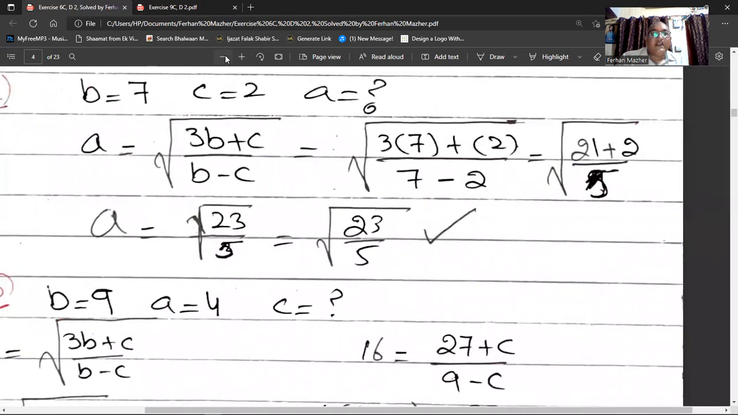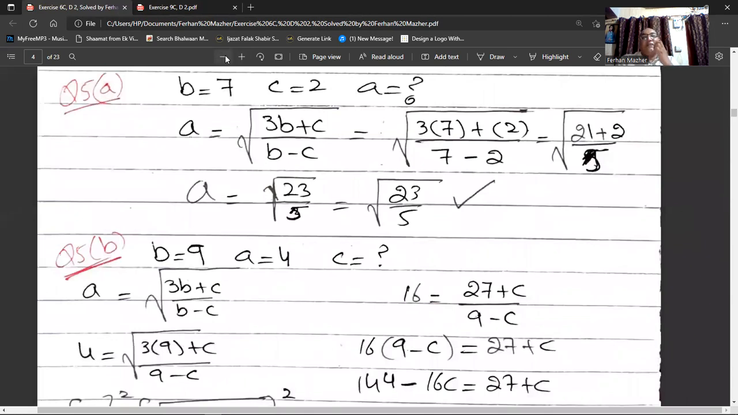Question number 5, part a. The b value is 7, the c value is 2, and a is the unknown. So a equals, that was given, the square root of, and under the square root we have 3b plus c divided by b minus c. We will substitute the values of b and c there. So under the radical sign you will have 3 multiplied by 7 plus the c value, which is 2, the whole thing divided by 7 minus 2. So this will be 21 plus 2 divided by 5. So you will have 23 divided by 5. So your answer will be the square root of 23 over 5.